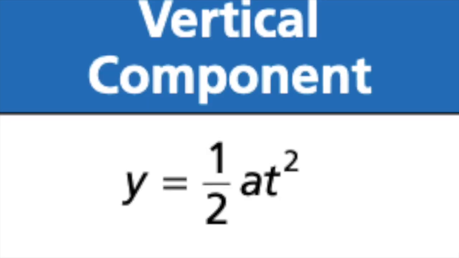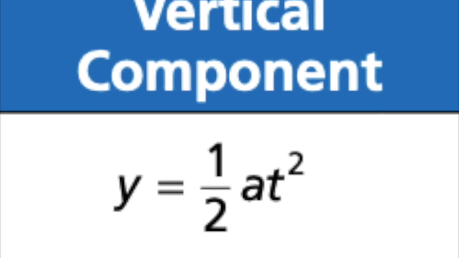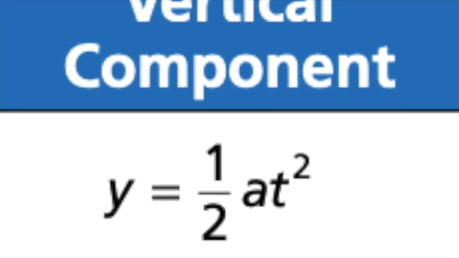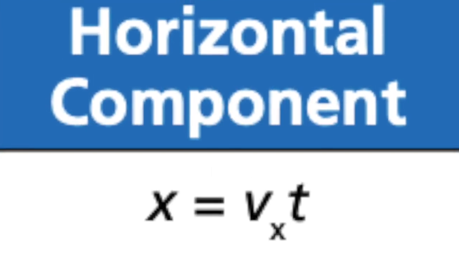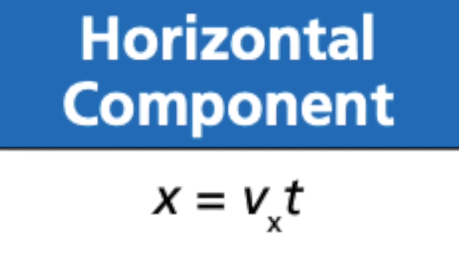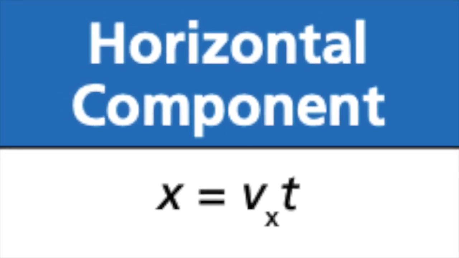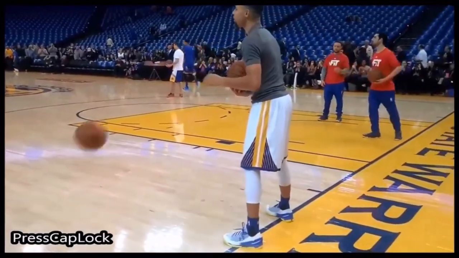The equation to be used for vertical motion is one half acceleration times t squared. Horizontal motion is horizontal velocity times time, vx t, also demonstrated. Newton's third law, dribbling.